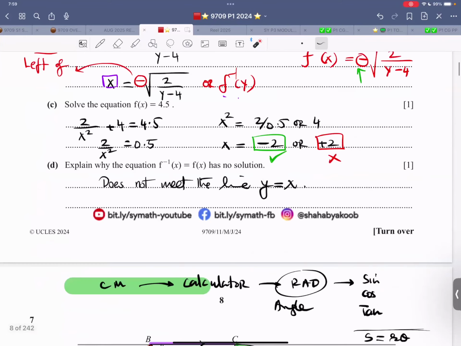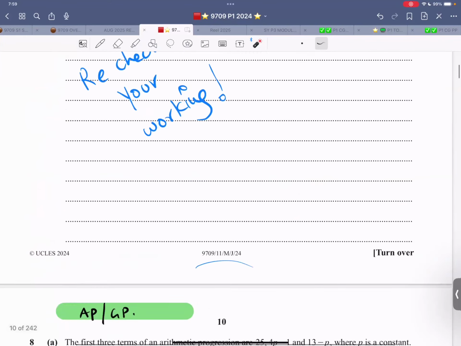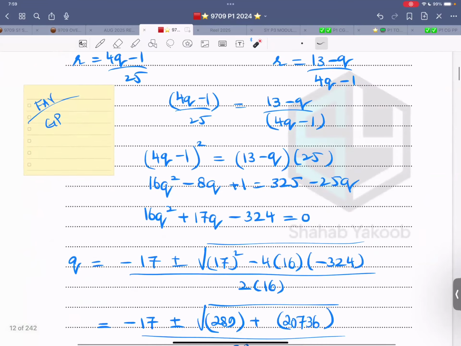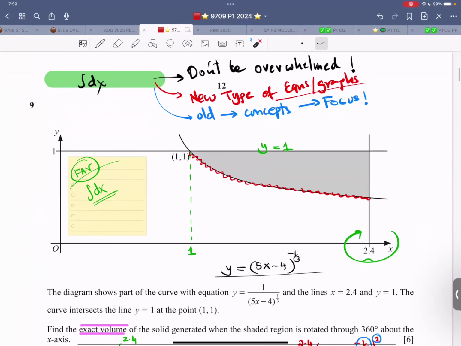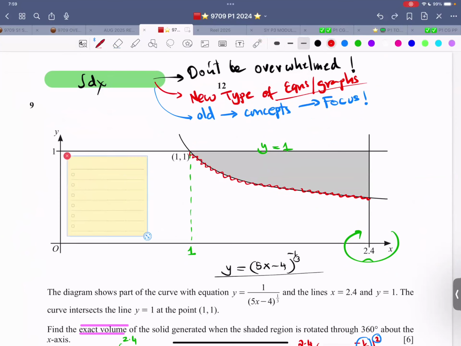Let's keep moving forward. And we are just focusing on differentiation and integration. And this looks like integration. Now, first thing is that when you look at an integration question, don't be overwhelmed by it. They always come up with new types of equations. They always come up with new types of functions and so on. So just focus on the old concepts. That is the main thing.